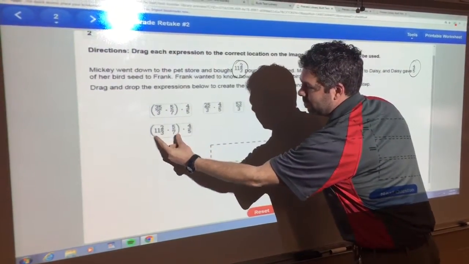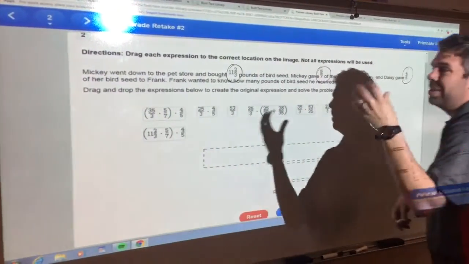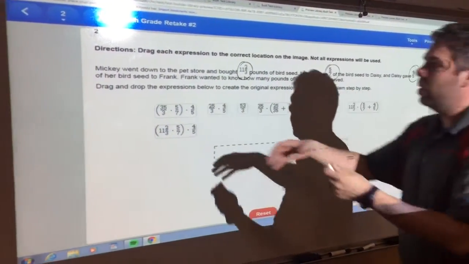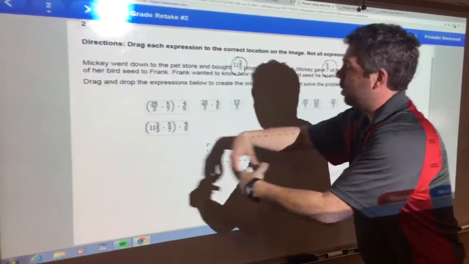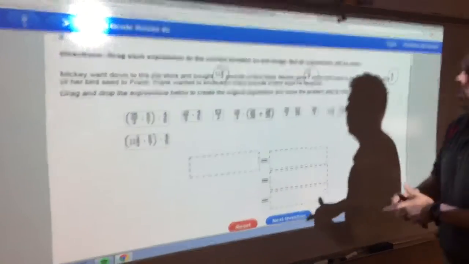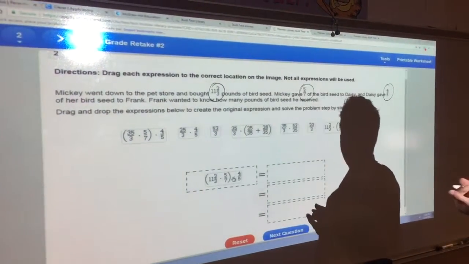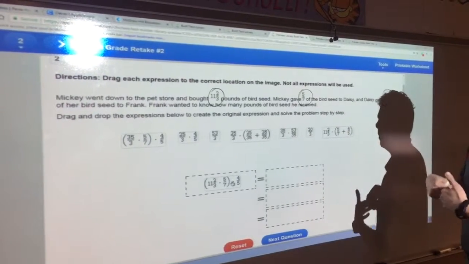That is in parentheses because this quantity, if we were to multiply those two, is going to be the amount Daisy got. And then we're doing that first. We're taking that quantity and multiplying it by 4/5 because Daisy gave 4/5 of what she received to Frank. So here's our original expression. We're going to solve this step by step now.